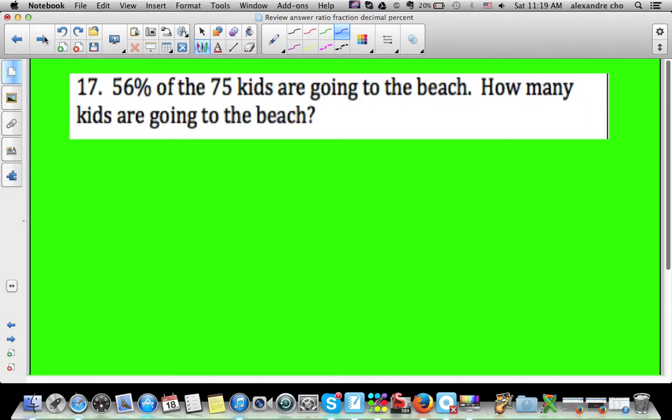56% of the 75 kids are going to the beach. How many kids are going to the beach? Okay, all right. 100 goes here, 56 goes on the top, and then 75 kids over here. This problem is going to be a matter of choice for you guys.